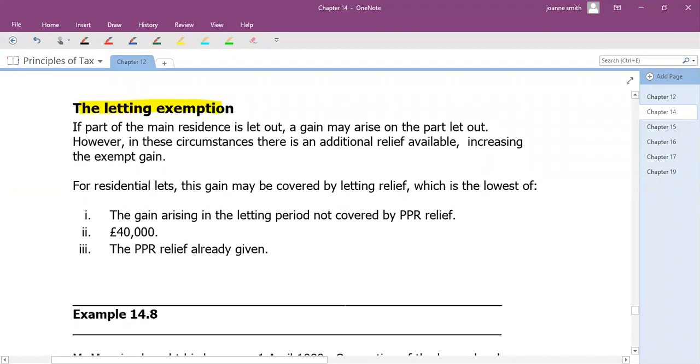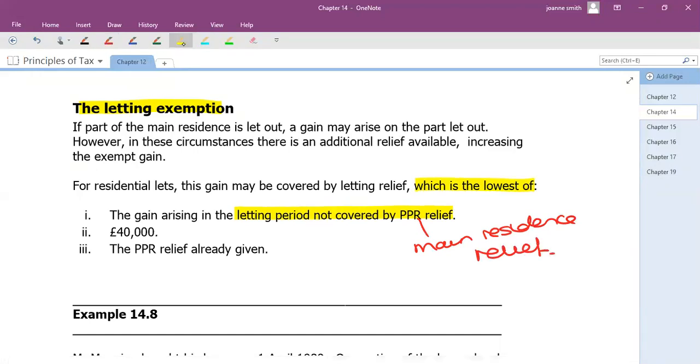So this is some additional relief in addition to what we've just done. So you claim your main residence relief. If you've still got a gain, then you start looking at the letting relief. Now, the letting relief works out as the lower of the gain that you've got left after the PPR relief. That's your main residence. And 40,000, because that's the absolute most you can get, and then the PPR relief or the main residence relief that you've already given. Sounds quite complicated, but it isn't as bad as what it looks.